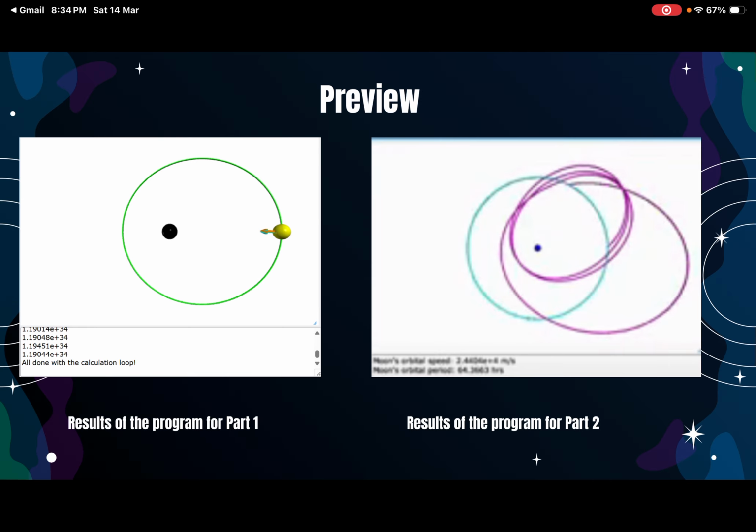In part 1 of the lab, we modeled a star orbiting a black hole. The black hole was placed at the origin of the coordinate system, and the star was given an initial position and velocity. Using the universal law of gravitation, we calculated the gravitational force between the star and the black hole, which always pointed toward the black hole since gravity is an attractive force.